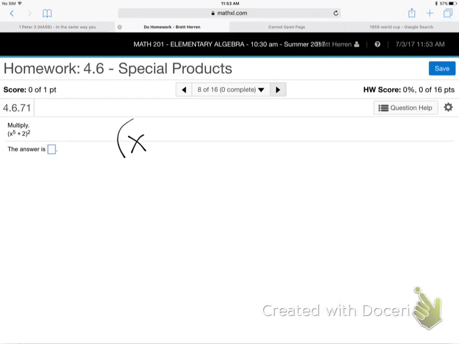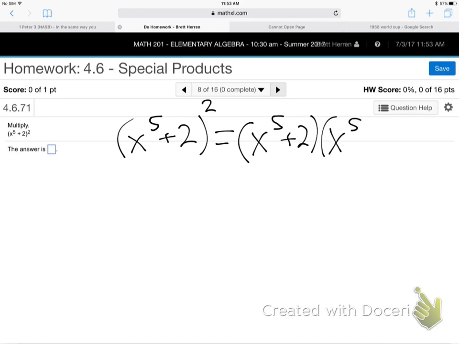So x to the fifth plus 2, squared. So what does that square mean we're going to do? Can I just square the 5? Powers outside multiply powers inside? Not with the plus sign. You have to write two of them, huh? Because of the plus sign. So FOIL that out. First to both, second to both.